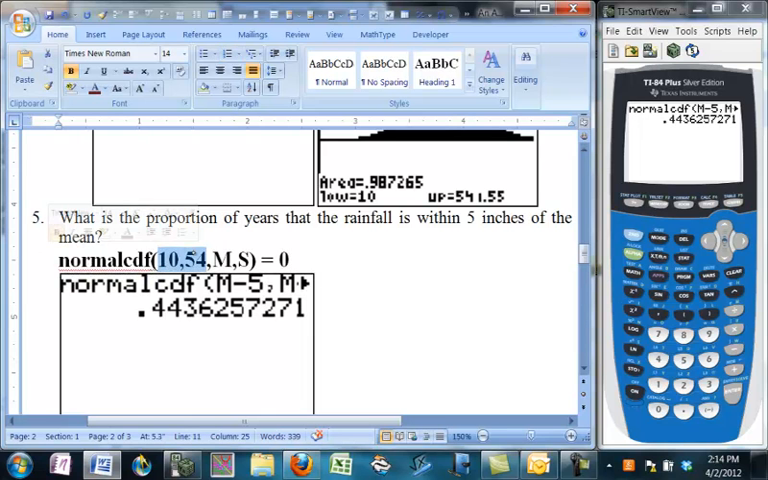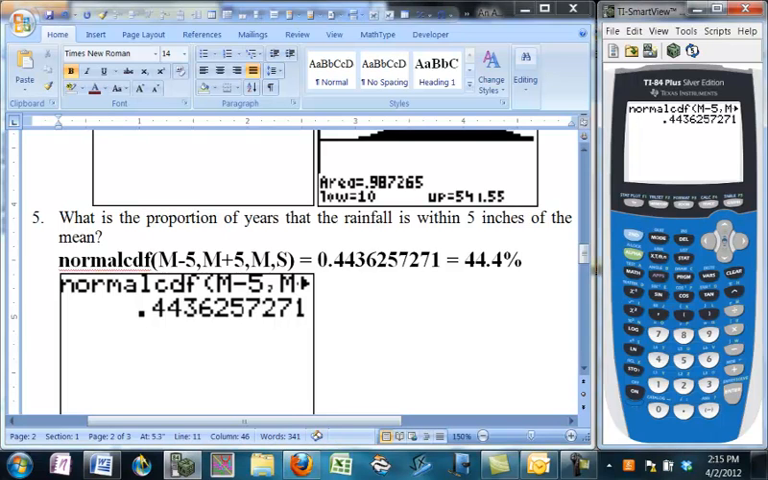So we're going from mean minus 5 to mean plus 5, and that's 44.4%. And again, if we draw this, this will be in the middle. Let's see what this looks like in the picture.